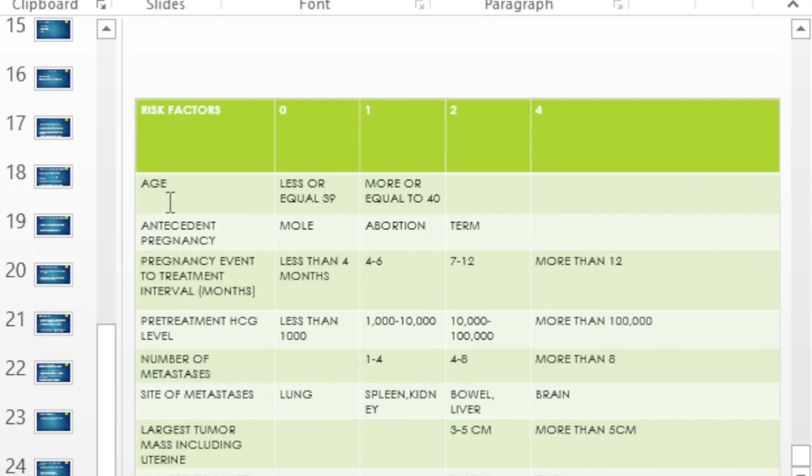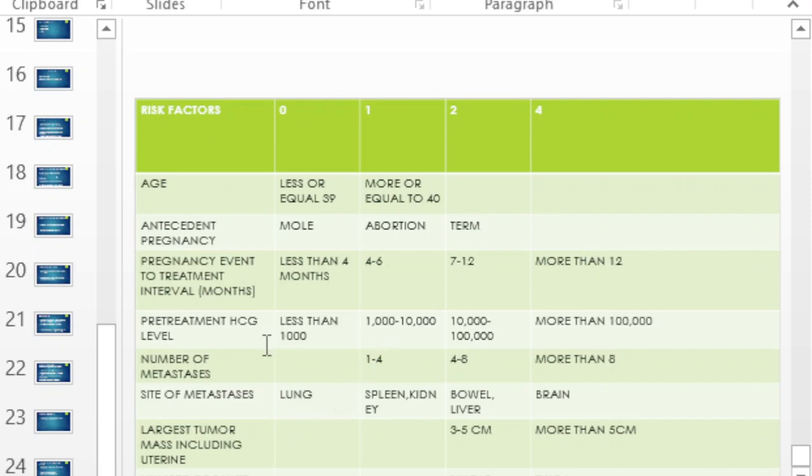For example, if a woman is less than 39, she scores a 0. If this same woman had an abortion before you made a diagnosis of a choriocarcinoma, she scores a 1. If the beta HCG was less than 1,000, she scores a 0. So you keep on scoring until you reach the end, until you reach the number of failed chemotherapy drugs.